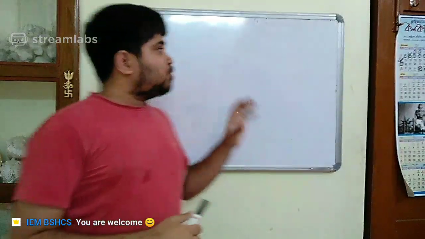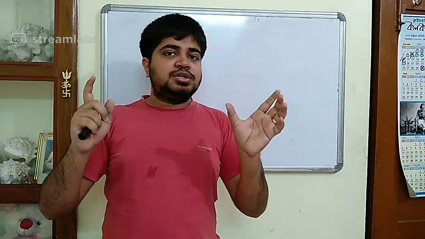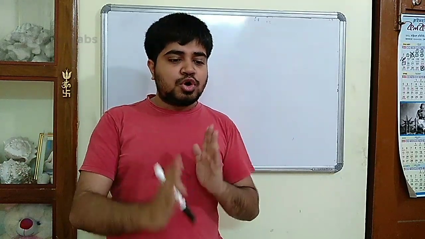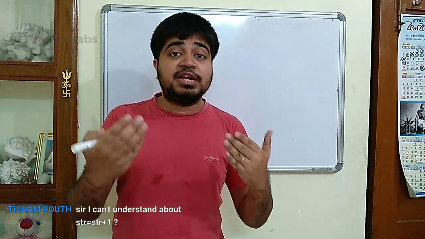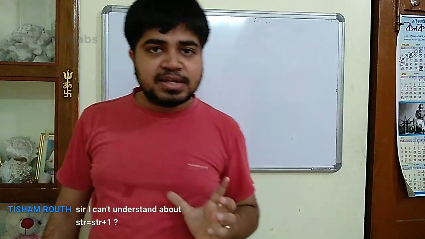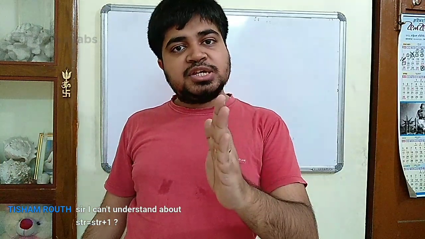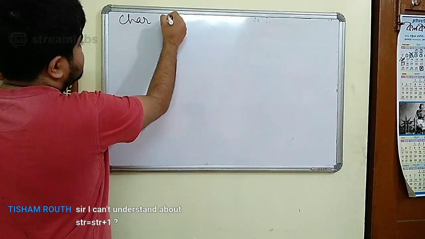Now, let's proceed. What we need is to concatenate two strings. Before concatenation, let's think about how we find out if a character is a vowel or a consonant. It's simple: I will go to every location and check it. Say suppose there is a string, char star str.